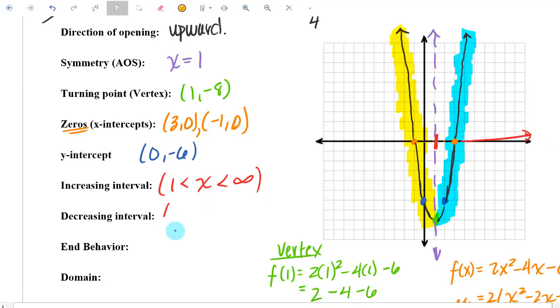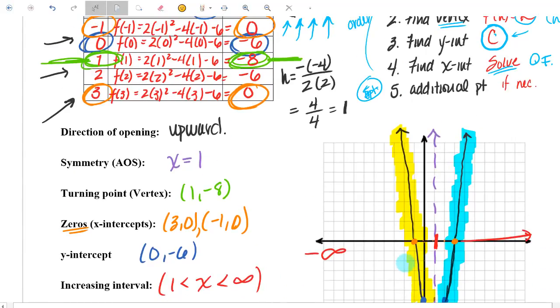And the decreasing interval is going to decrease from all the way over here in negative infinity. It's coming down, coming down, coming down until we hit the vertex. So we're going to have negative infinity, not included, all the x values all the way up to positive 1. Again, we're looking at the x-coordinate, not the y-coordinate for this. Which takes us to end behavior.